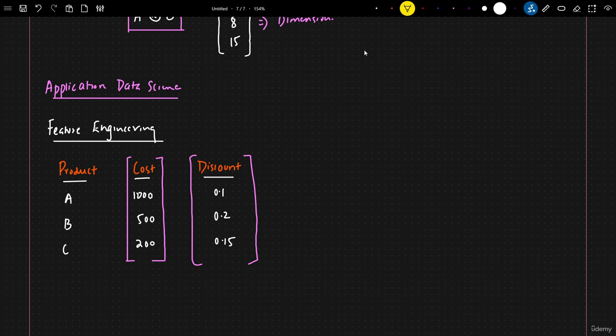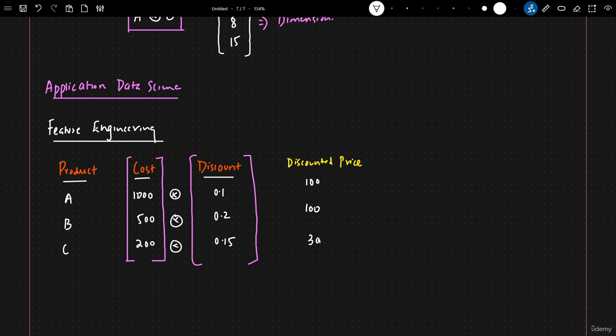Now from this, we will be able to derive another feature, which is called final cost. How do I derive it? Here I will just do element-wise multiplication. Once I do the element-wise multiplication, let's say this feature that I want to create is my discounted price. How much discount we are basically calculating. Now in the discounted price, if we just do the element-wise multiplication, you'll be able to see if I do 1000 multiplied by 0.1, so $100 discount is there. Here, if I go ahead and do the calculation again, 20%, again $100 is over here. If I say 15, then $30 is over here.